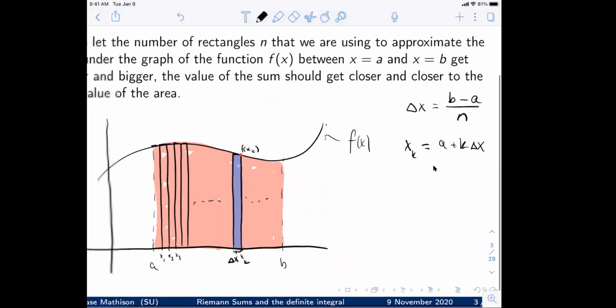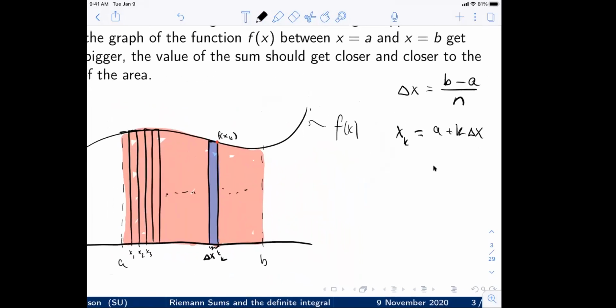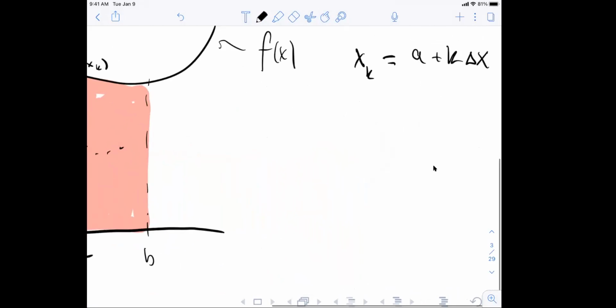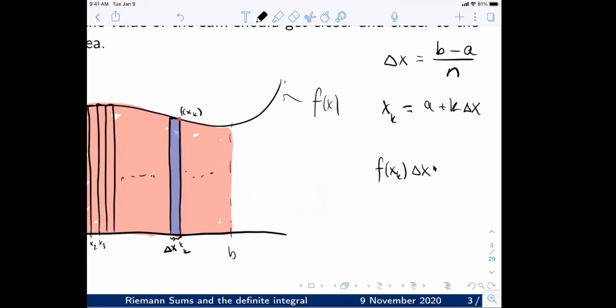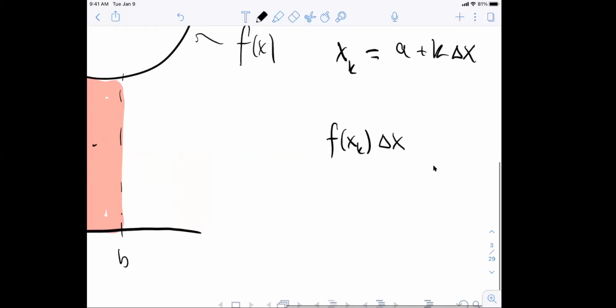So we can say the red area is approximately, well, if I take all of these rectangles and add up their areas, what would that look like? The area of one rectangle is f of xk times delta x. That's the area of that blue rectangle, but that's just a general rectangle. So all the rectangles have this area that looks like this for changing k.